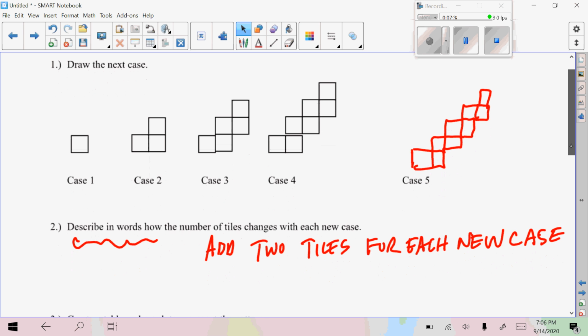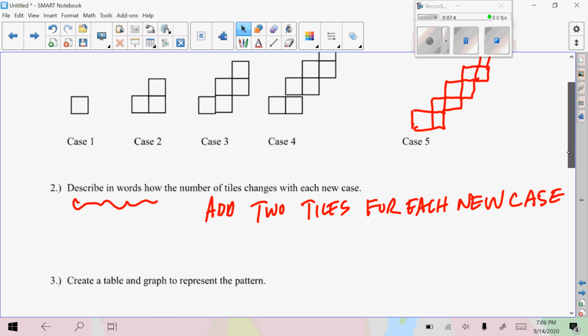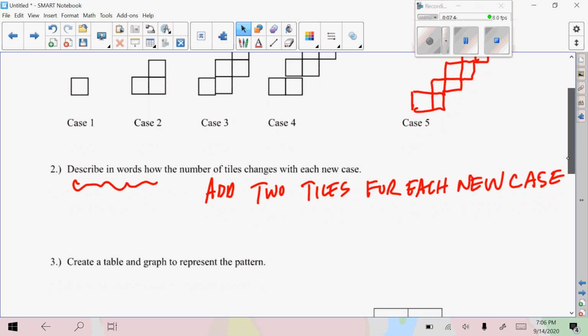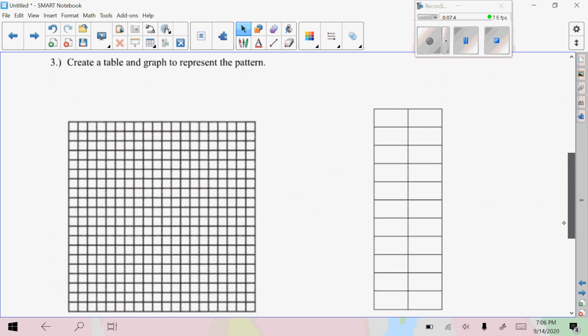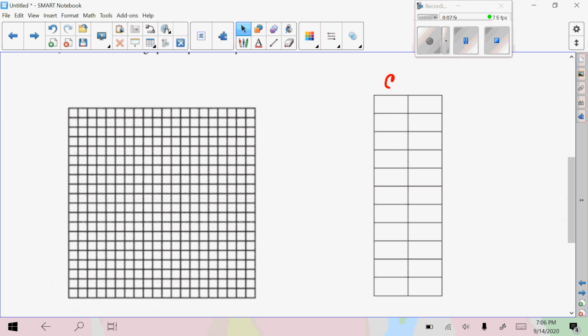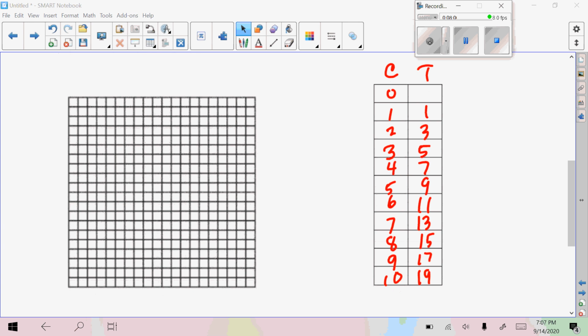So your figure should look like this, and you should say something like you're going to add 2 tiles for each new case. Okay, again, we're going to create a table and a graph for this. Let's use C and T again, and we'll go up to 10 cases. And you can go ahead and fill that in. Count the number of tiles for each, look for a pattern, and finish the table. This problem is a little interesting because if we follow this pattern of adding 2 every time, then subtracting 2 if we go backwards, we would get case 0 is -1.